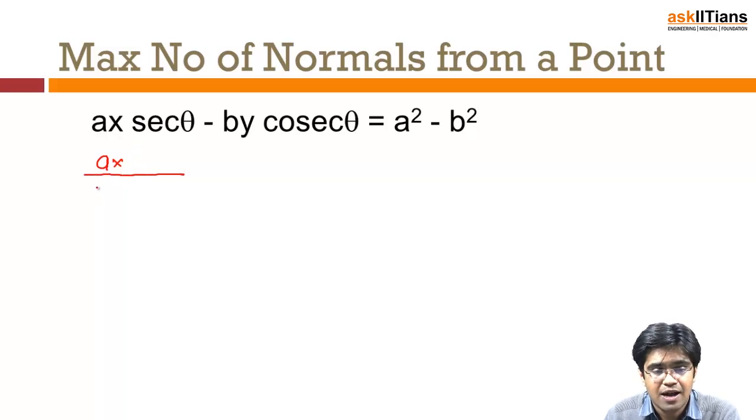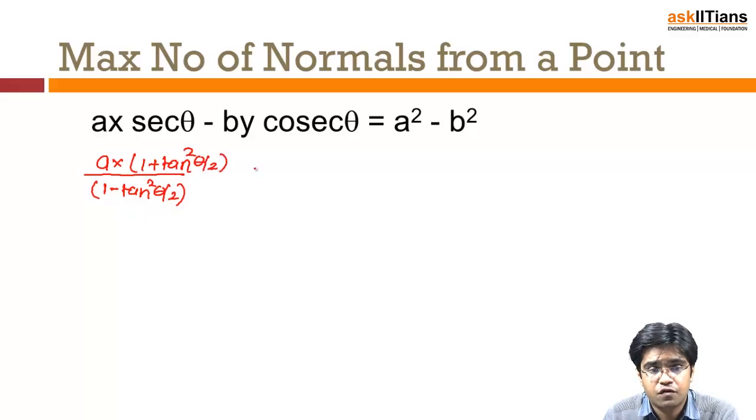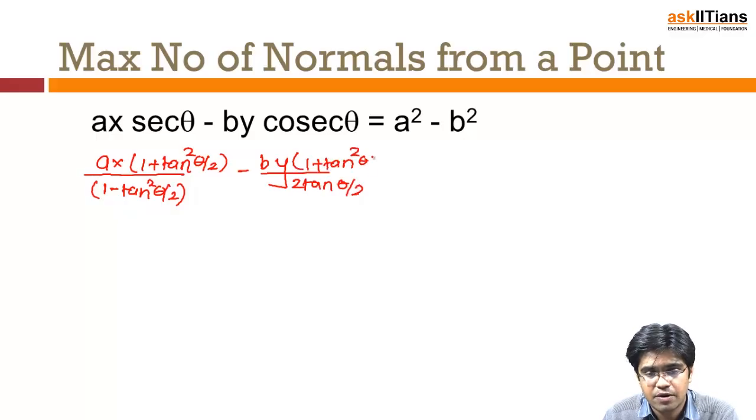Cos theta, I can write as 1 minus tan square theta by 2 over 1 plus tan square theta by 2, the form of cos in terms of tan half angle. Similarly, cosec theta is 1 upon sin theta, so sin theta is 2 tan theta by 2 divided by 1 plus tan square theta by 2, equals a square minus b square. Now our equation is looking too messy and it's going to get messy further. So let's put tan theta by 2 as t.